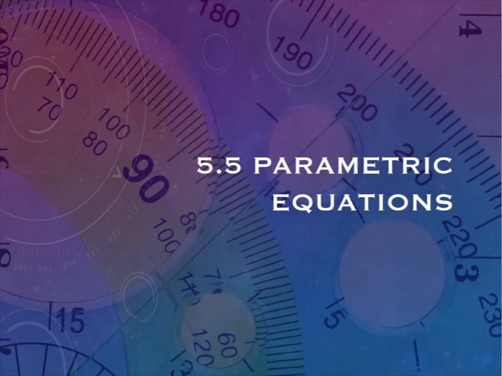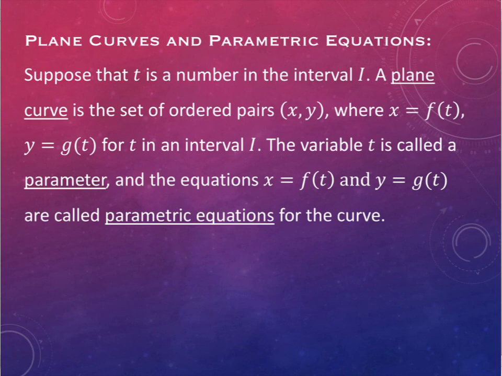We're looking at parametric equations in this one. Let me give you first the definition, and then I want to intuitively build in you the idea that you do this and think about this way all the time and you aren't aware of it. So, a plane curve in parametric equations. Suppose that t is a number in the interval I. A plane curve is a set of ordered pairs where x is equal to f of t and y is equal to g of t for an interval. The variable t is called a parameter. And the equations x equals f of t and y equals g of t are called parametric equations for the curve.